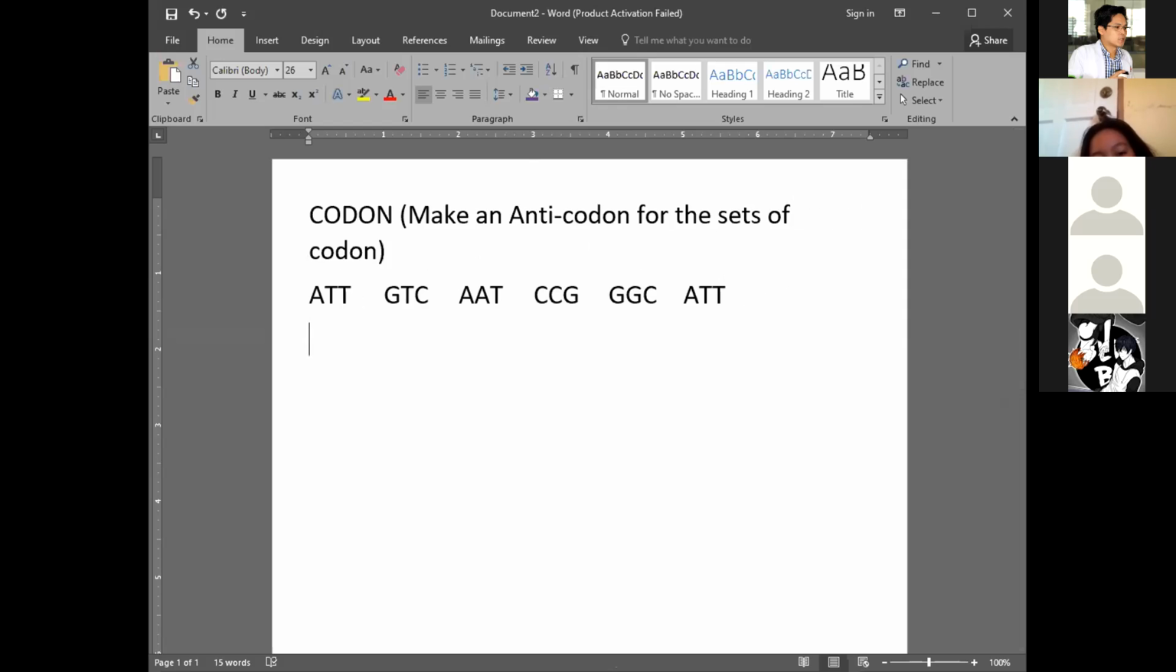Remember the complementary bases? Adenine is always paired with... Have we not already finished discussing this one? The complementary bases. I'm talking about complementary bases. Let me see.